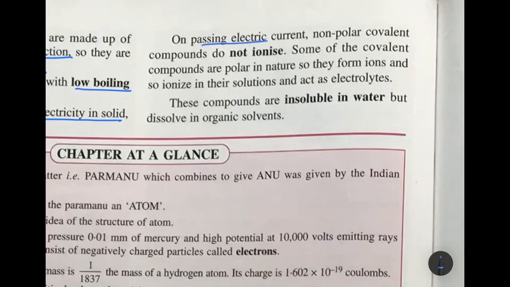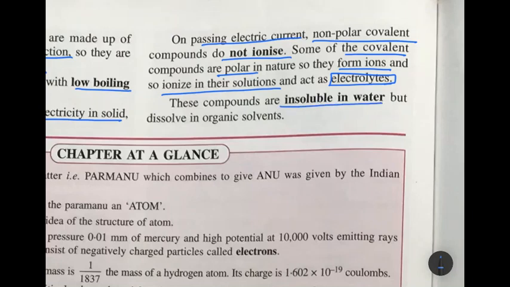So on passing electric current, non-polar covalent compounds do not ionize. If you remember, it is only the polar covalent compounds which ionize in water. So only some of the covalent compounds are polar in nature, so they form ions, so they ionize in their solutions and they act as electrolytes. Electrolytes are chemical compounds which conduct electricity in the molten or liquid state, aqueous state. When they are in liquid state, that is when they turn into ions. And remember, these compounds are insoluble in water, but they dissolve in organic solvents. Organic solvents are solvents or liquids which are found in the lab. They are of course chemical compounds.